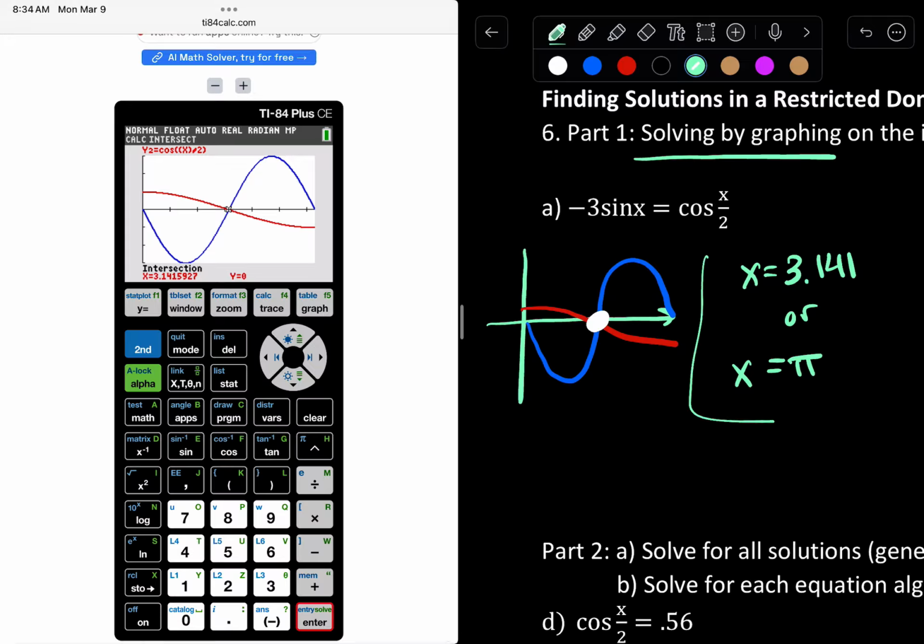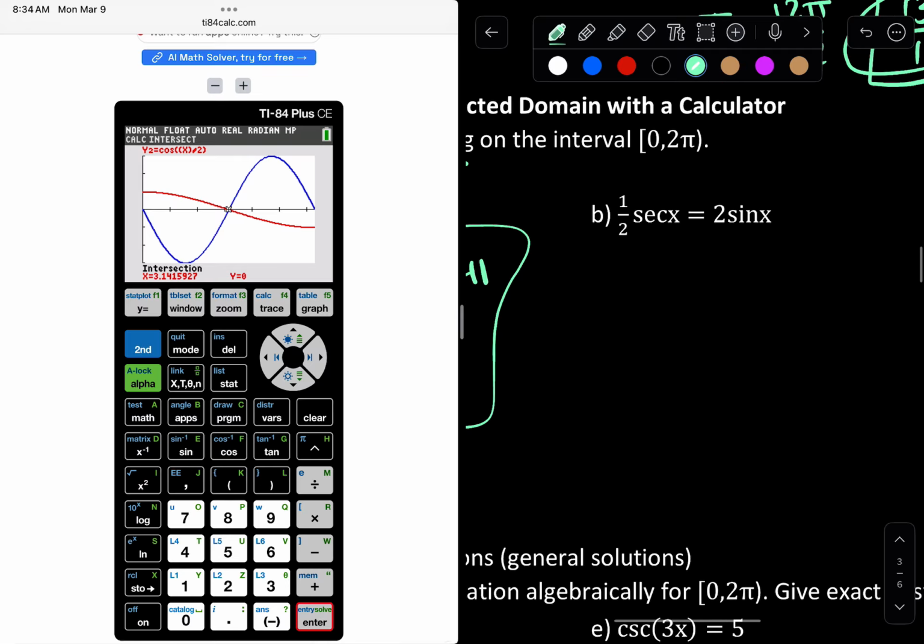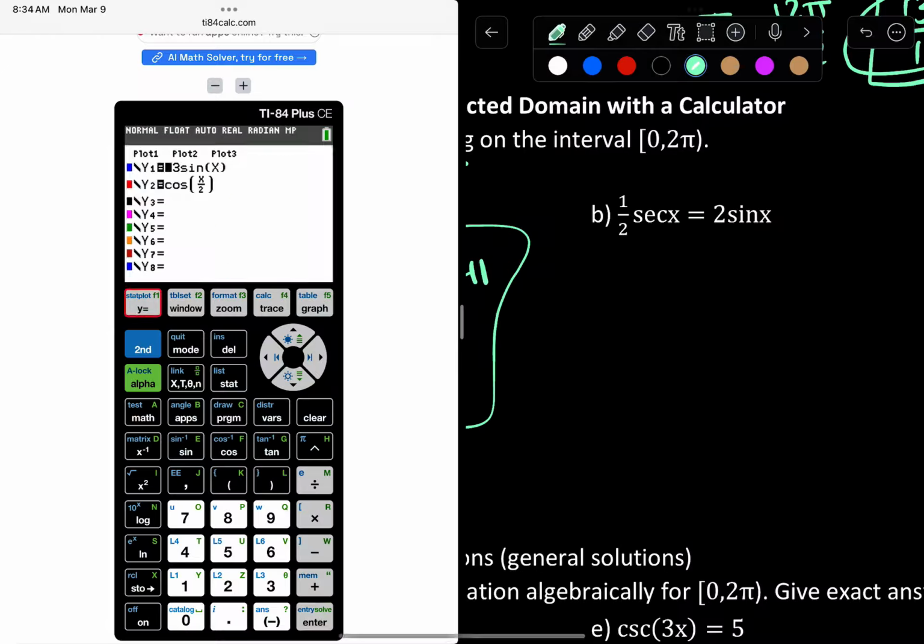But because it's a calculator app, if you gave us 3 decimals instead of writing pi, you would still receive the full credit for that. Okay. So the second one, now we have a reciprocal, also some asymptotes. We have 1/2 secant x is equal to sine 2x.